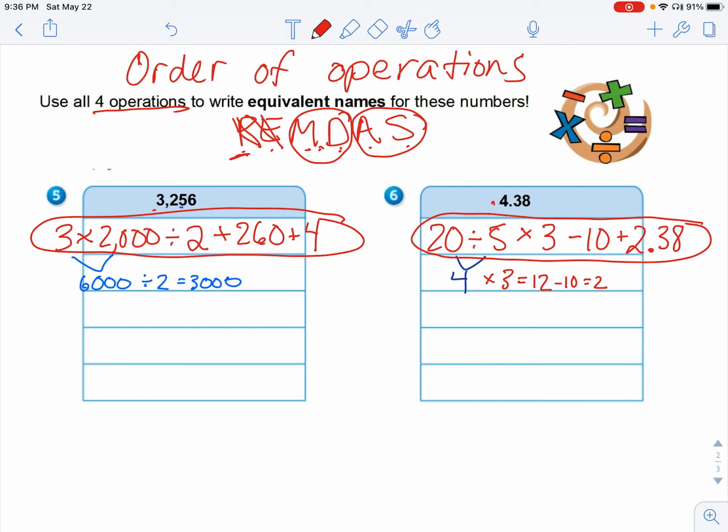Pretty awesome. So now I challenge you to come up with a new name of your own for each of these numbers in problems 5 and 6, trying to use all 4 operations. Later in the activities, you won't be asked to use all 4 operations, but you can if you want. So challenge your brain and be creative, and most importantly, have fun.